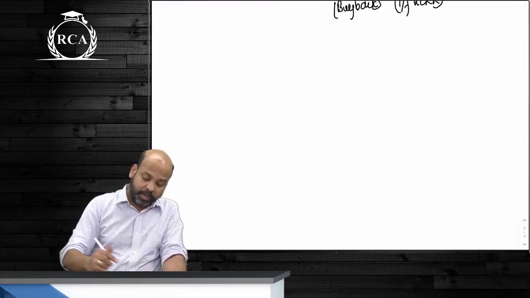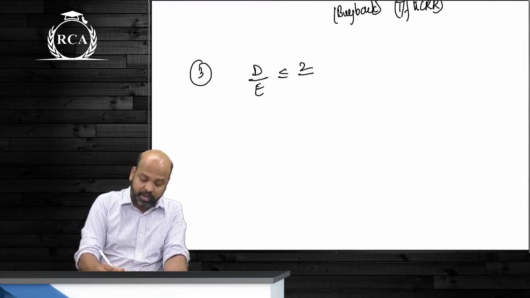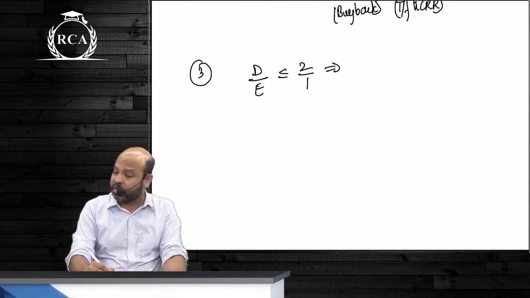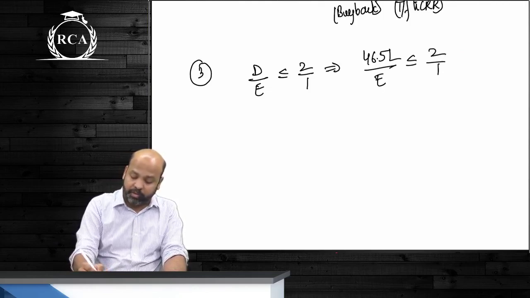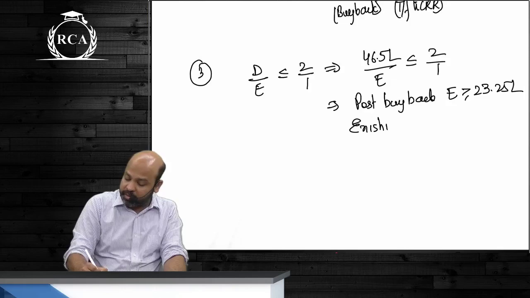What will you write, beta, according to your debt equity ratio test? Your debt equity ratio should be less than or equal to 2:1. What was your debt amount, beta, that we just wrote? 46 lakhs 50,000. This divided by equity should be less than or equal to 2:1. That means post buyback equity, beta, should be greater than or equal to 23 lakhs.